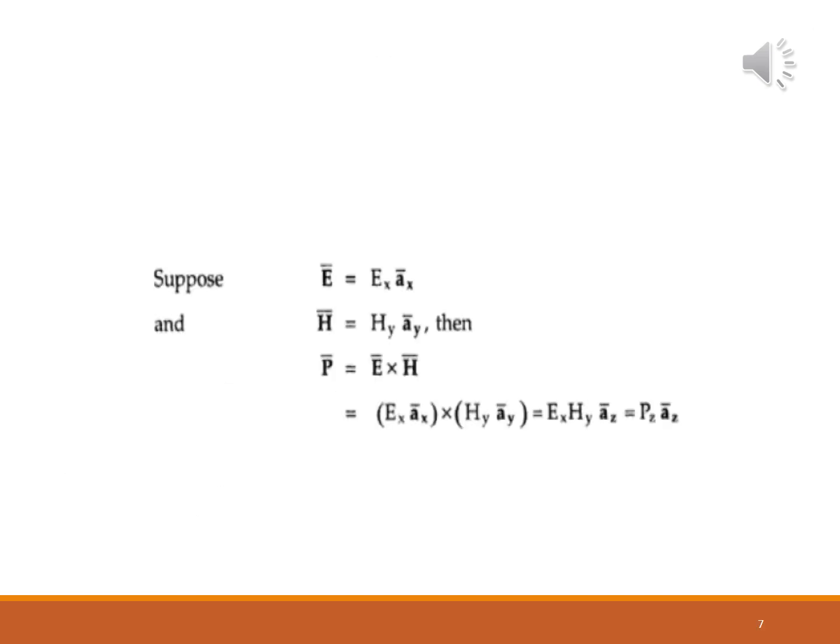So this slide here deals with something that I've already explained. If the direction of E is along the x direction and H is along the y direction, the direction of P is going to be along the z direction. When you write E cross H, the magnitude is going to be Ex Hy and the direction is ax cross ay. What does ax cross ay give you? It gives you az. So Pz corresponds to the magnitude and az is the direction of power.